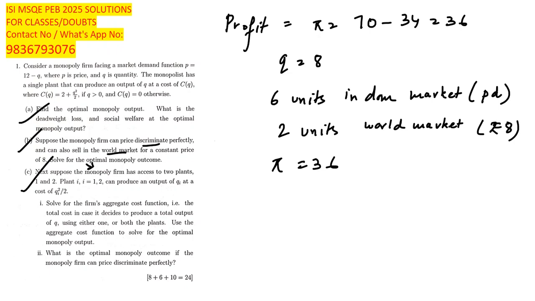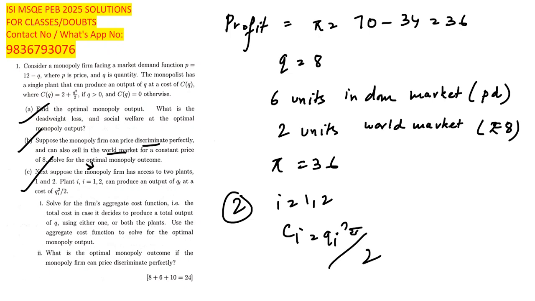Next, suppose the monopoly firm has access to 2 plants, 1 and 2, and each plant produces output at cost Qi square by 2, where i is 1, 2. Now total output is Q1 plus Q2. So we have to find the aggregate cost function, that is the total cost, and use the aggregate to solve for the optimal monopoly output. First we will find out the aggregate cost function.